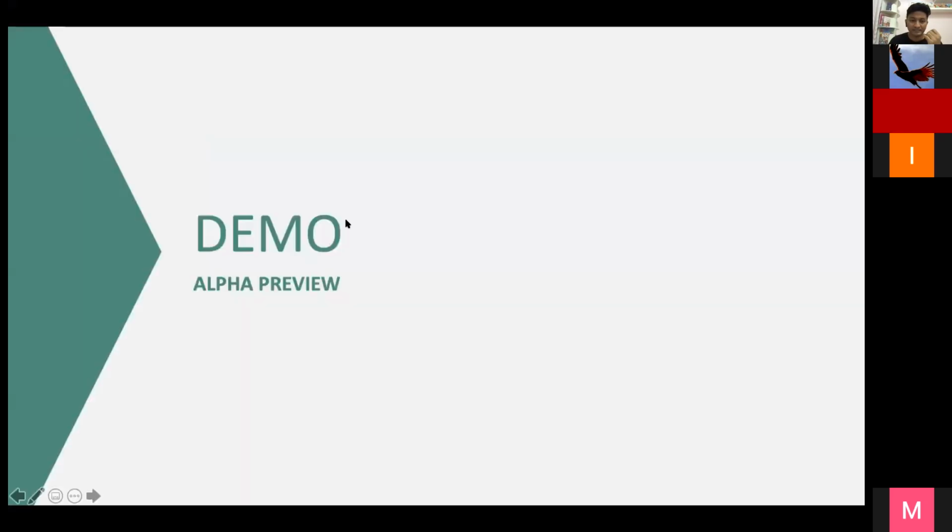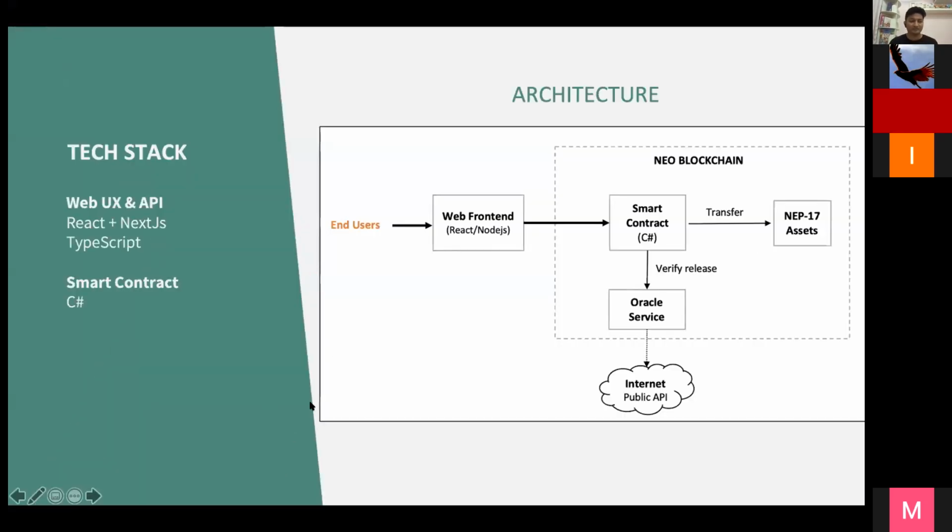Going back to the slides, something to talk about on the tech stack. The web application you saw just now was built with React and TypeScript, and I'm also using the Next.js framework. The smart contract is built with C#. Here is the simple architecture diagram. The web front end talks to the smart contract using the Neo.js library, and we do the transfer method from the NEP-17 assets, using the Oracle service to make any API calls.